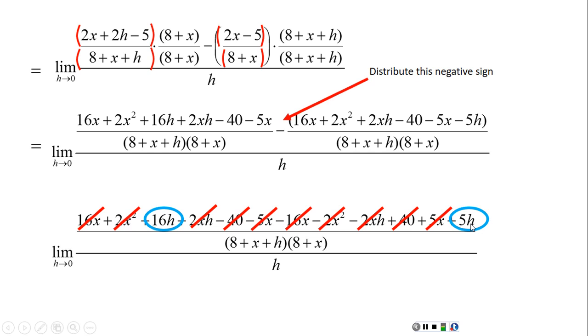That's all I have left. And that'll work every single time if you do this right. All you have left are terms that have h's in them. So if I add 16h plus 5h, what does that give me?